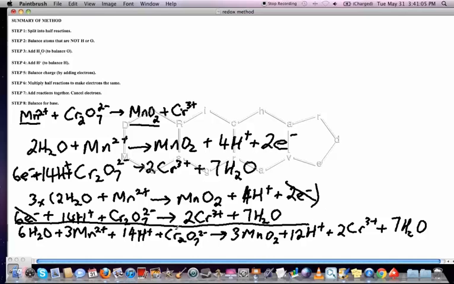Now we're not done yet. We can actually shorten this because we've got H pluses on both sides, and we also got waters on both sides as well. Now if we've got 14H pluses over here and 12H pluses over here, I can subtract 12H plus from each side, and that will give me 2H plus over here. And I've got 6 waters on this side and 7 on this side, so if I subtract 6 H2O from each side, then I will be left with just 1 H2O over here. And this is going to turn out to be my reaction that is balanced for acidic conditions. So I'm just going to rewrite it up here.